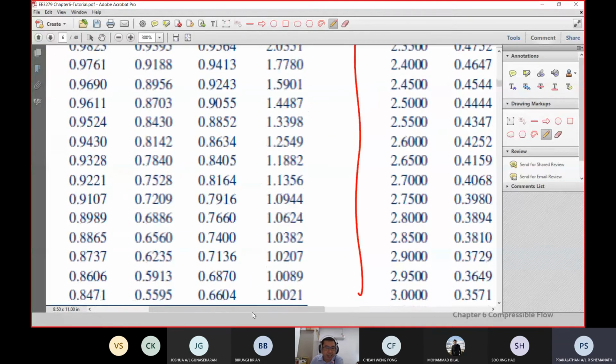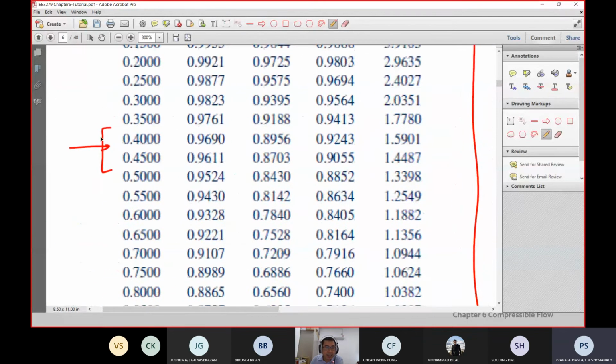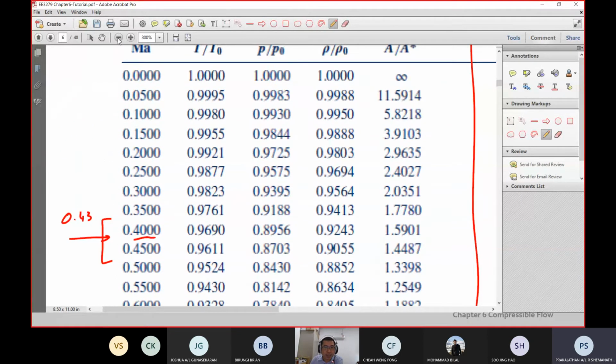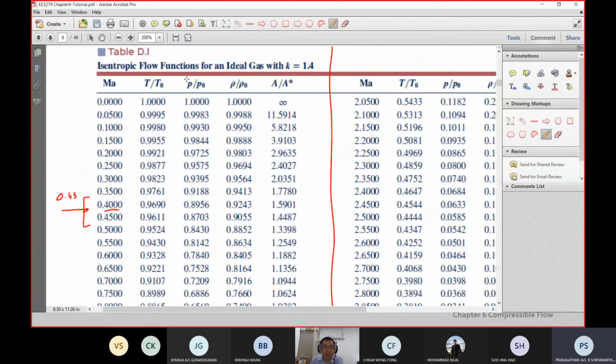Then we are at 0.43. Maybe I make it smaller a bit. So you want to find what pressure ratio? We are taking 0.8956 and 1.0 something, and then we are doing an interpolation formula. Okay, good. So at least you, Praka, understand.